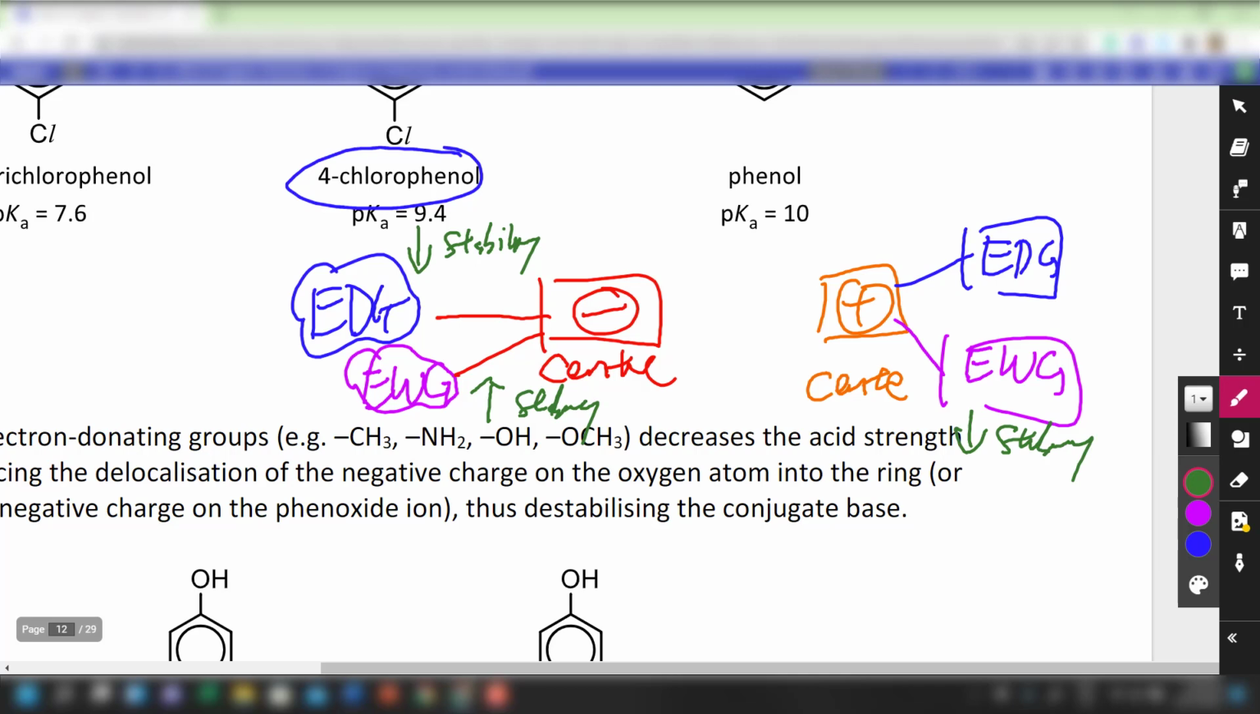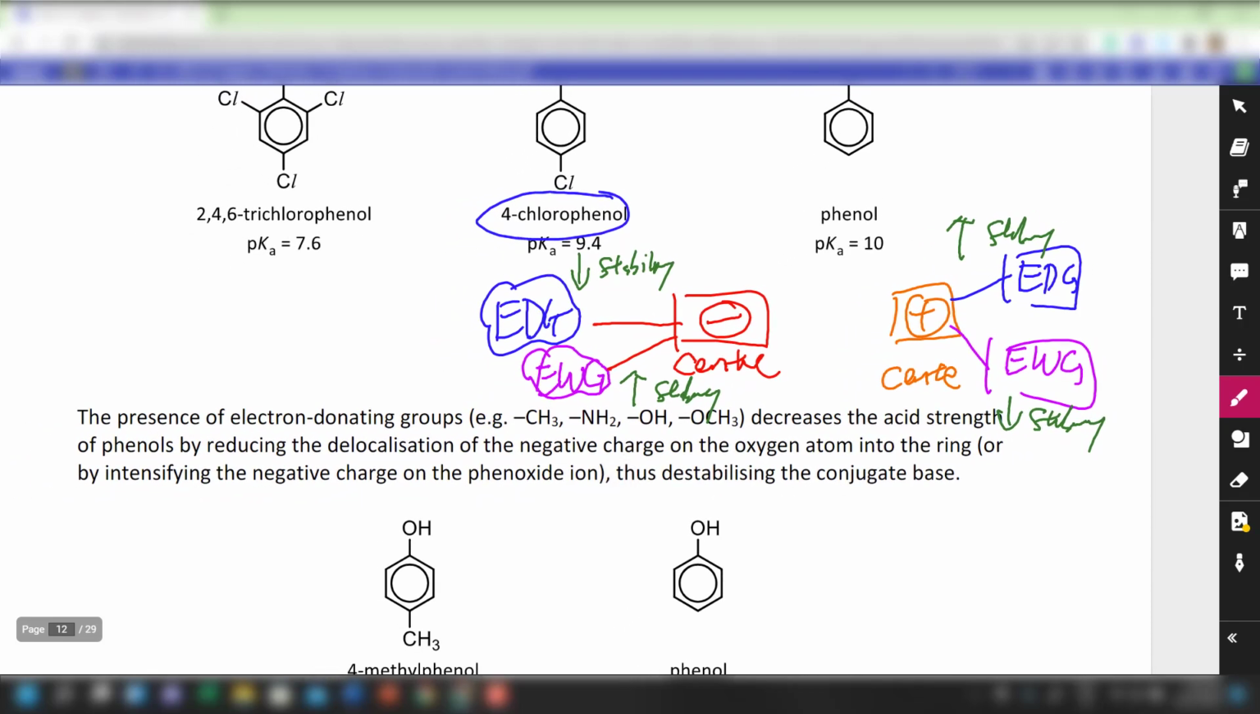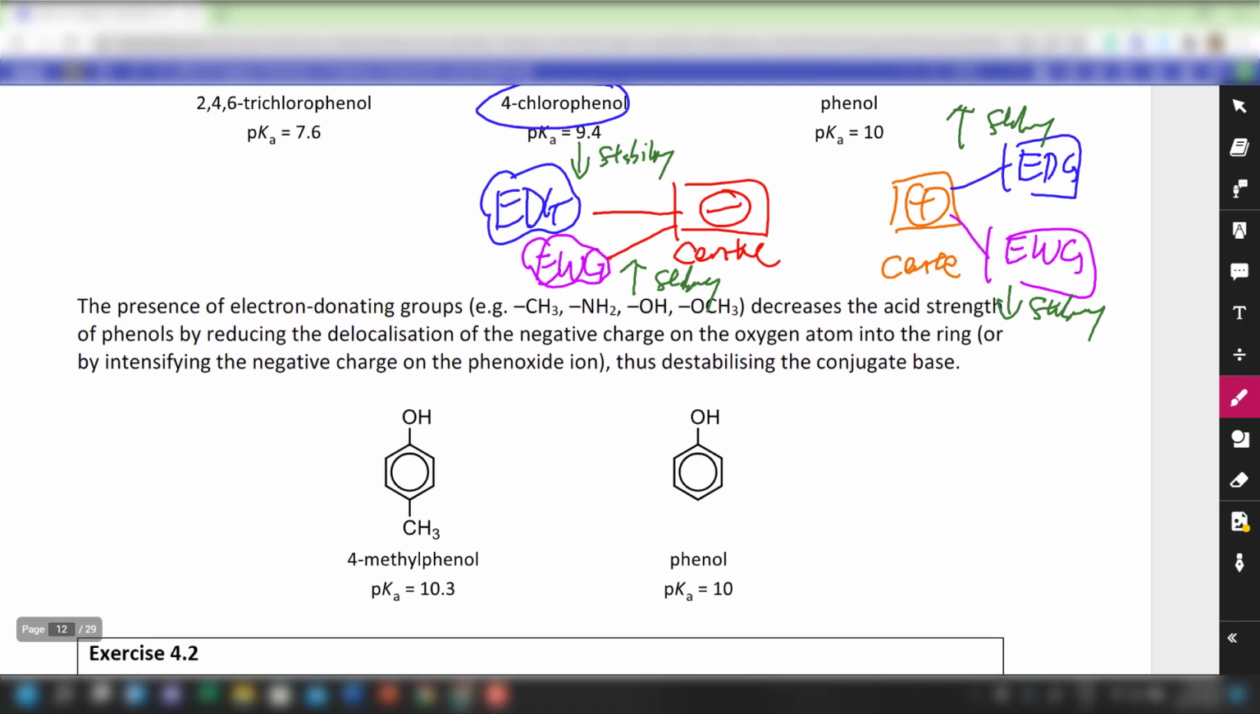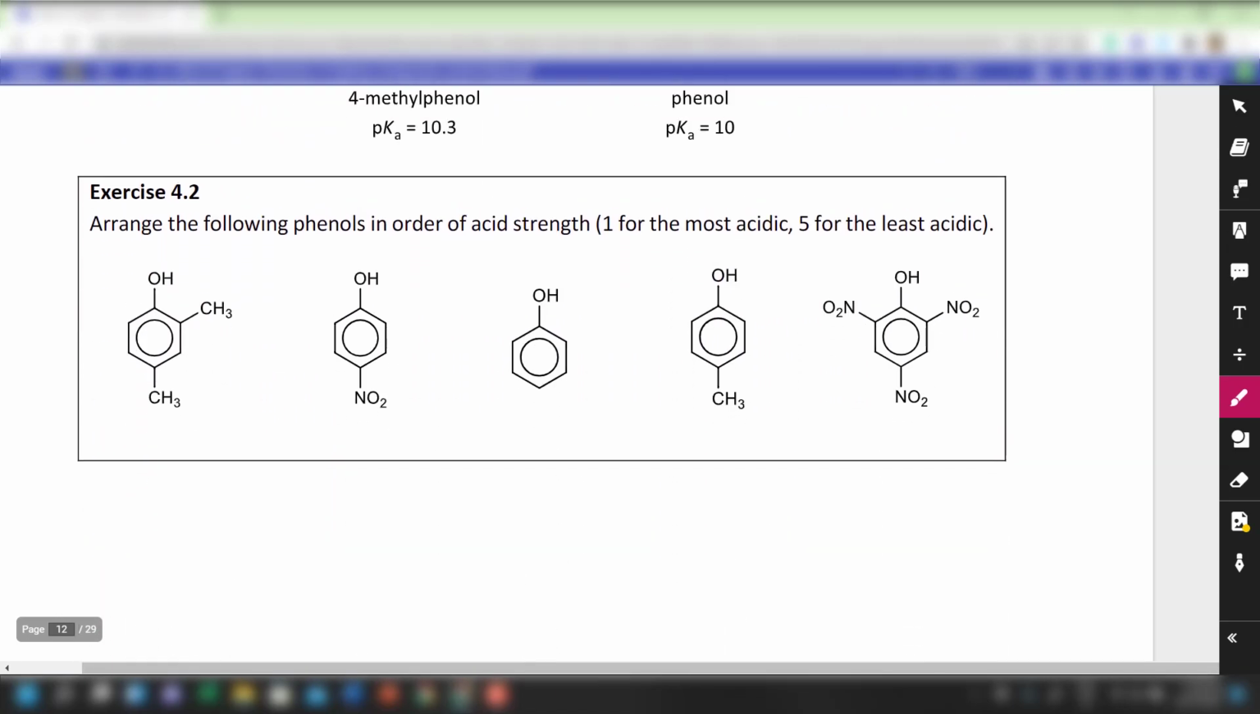So donating group will increase stability. Why will withdrawing group decrease stability? Because your center is already positively charged, then the withdrawing group will withdraw more electron densities away from the center, obviously destabilizing it. So if you are able to look at withdrawing and donating groups from this particular perspective, then I think it will make your life quite easy for organic chem. With that, we'll move on to exercise 4.2.